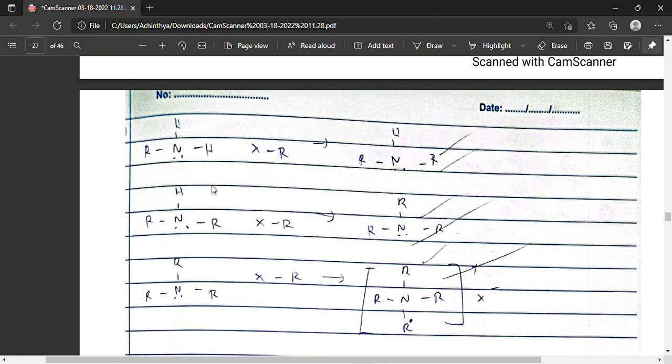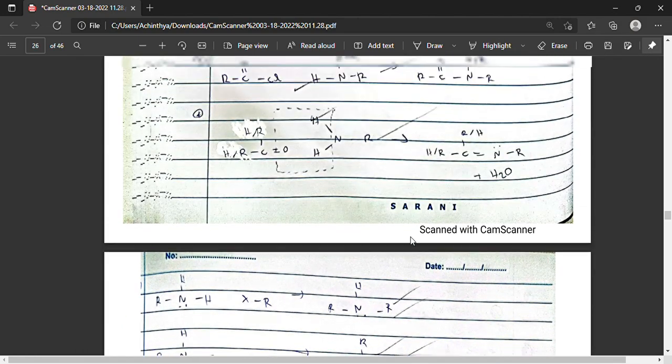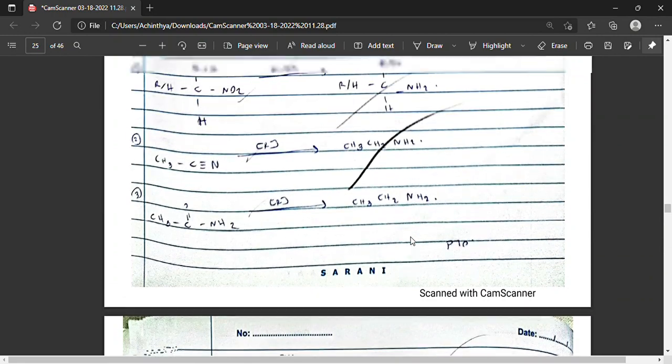We can also react amines with acid halides, and it will convert the amine into the next level of amine: primary amine to secondary, secondary to tertiary, and tertiary to quaternary, as seen over here. If you take a look carefully, you will be able to observe that the reaction will progress like this. When this is produced, it will react with this to form this, and this will react with this to form this. And these are the reactions of amines.